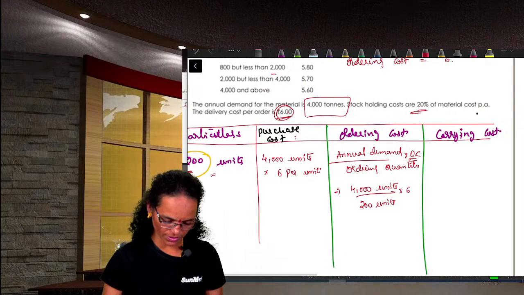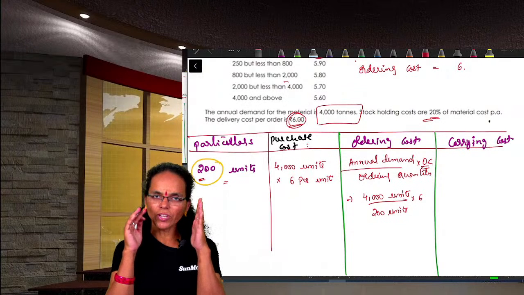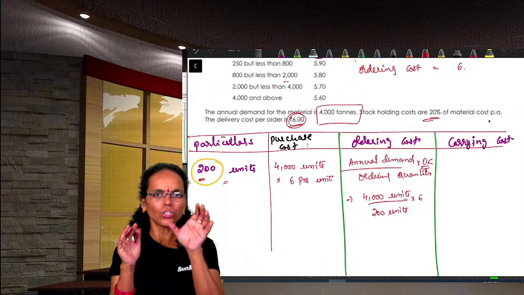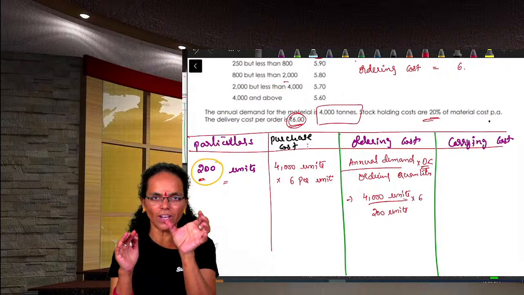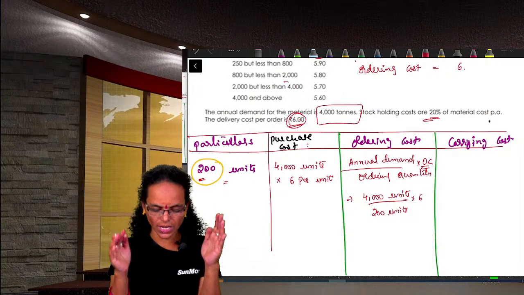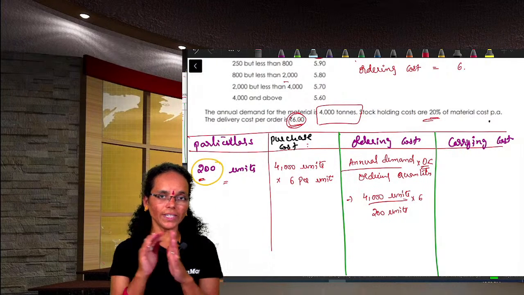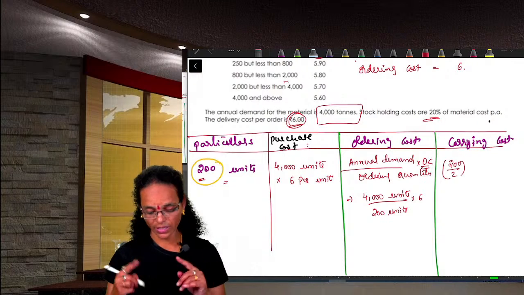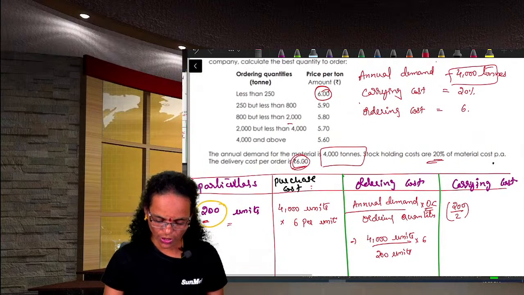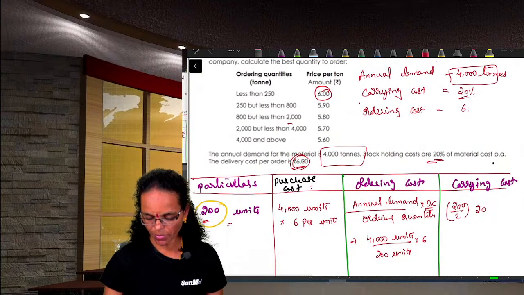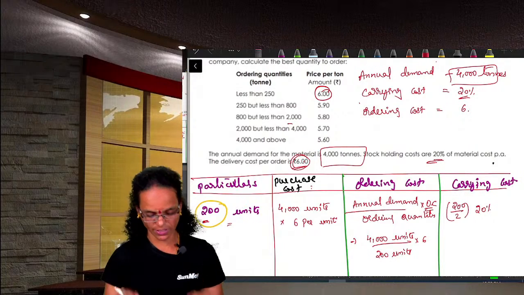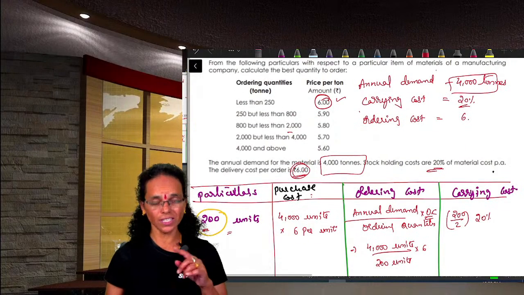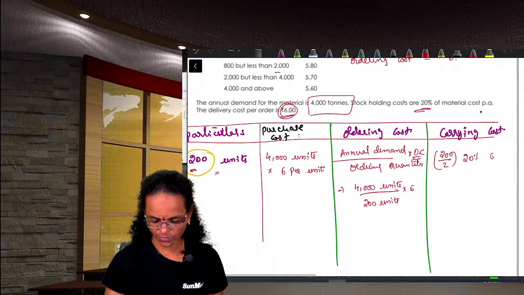Next, carrying cost. See, when you are placing an order for 200 units, you will carry only 200 units in a single instance, right? Not 4000 units at a time. So 200 units you are carrying, and on average divided by 2. The carrying cost is 20%. 20% on what? At which you are purchasing, which is 6 rupees.